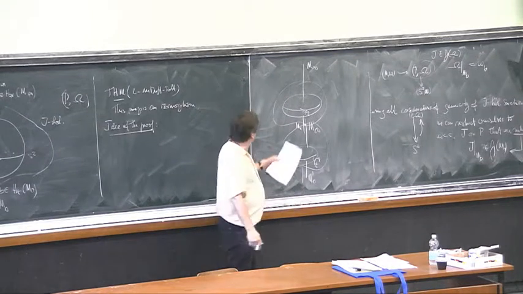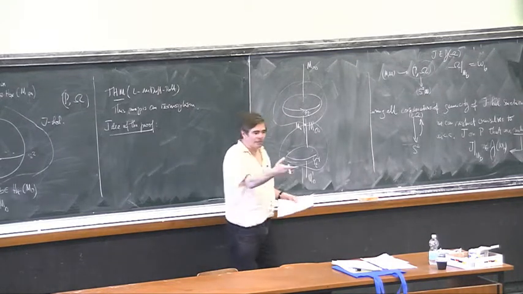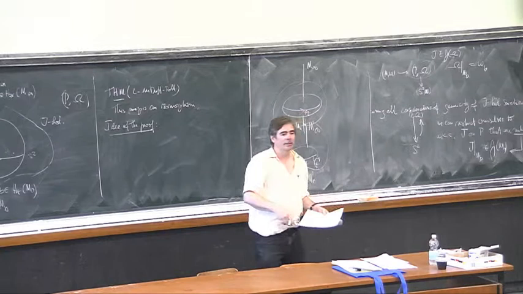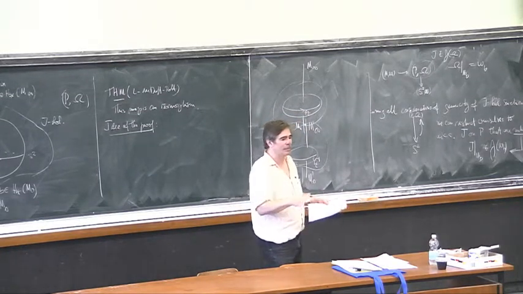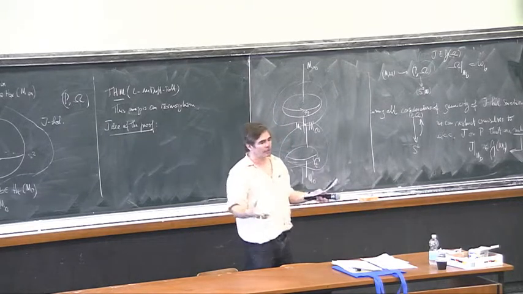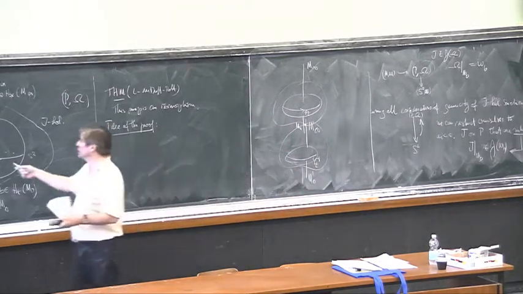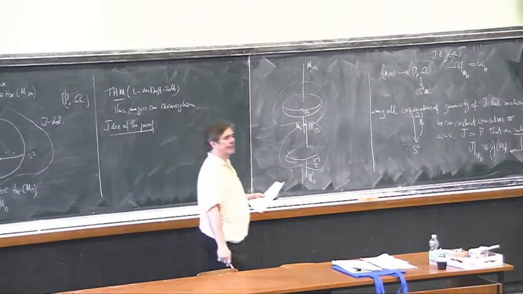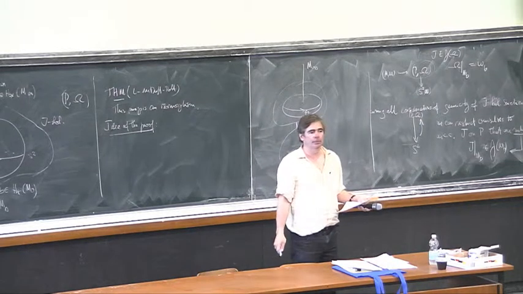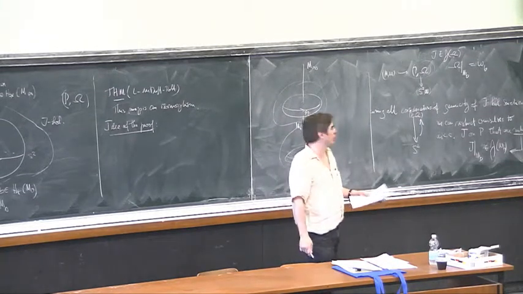So now we get a trivial fibration. It's not completely obvious, but it's not too hard to show that it has a trivial fibration. And if you use this definition, then the homomorphism is the identity. So that's the identity. It's a gluing theorem.